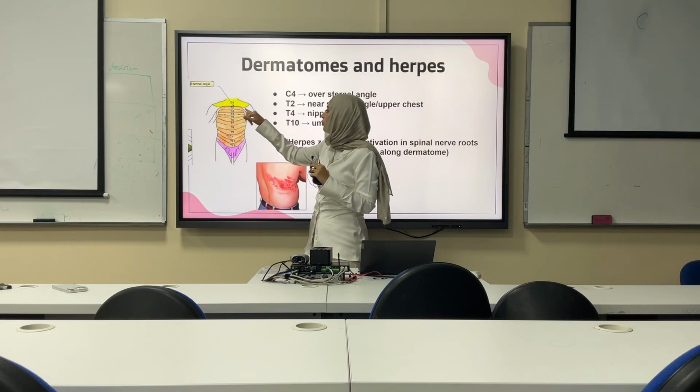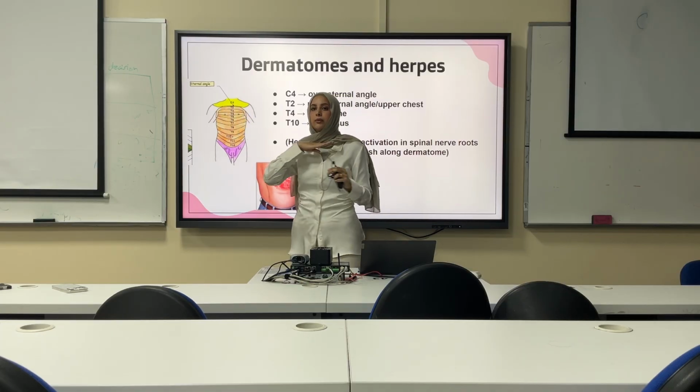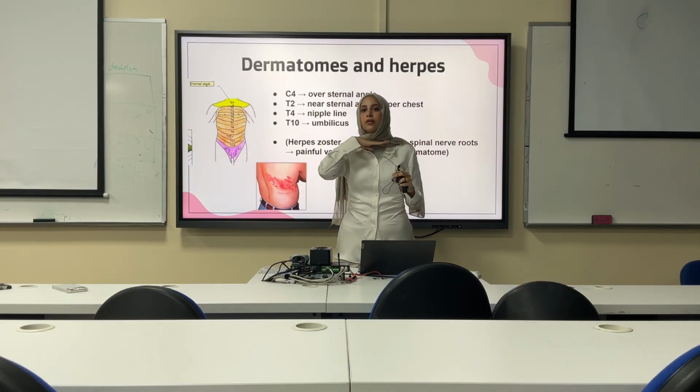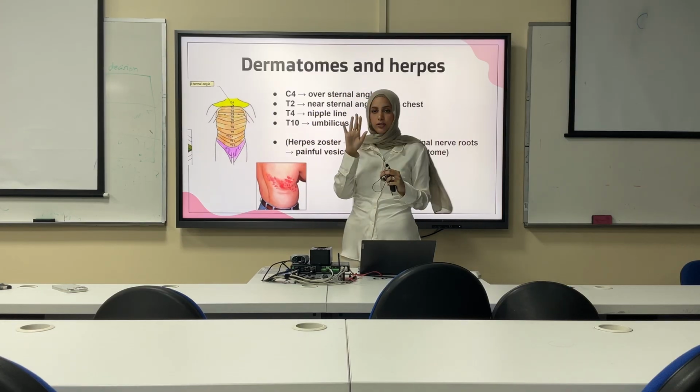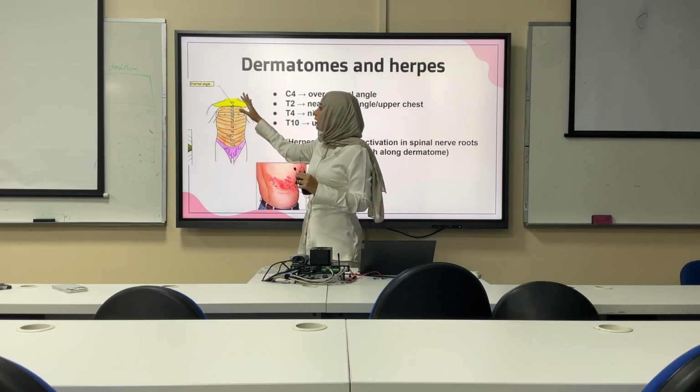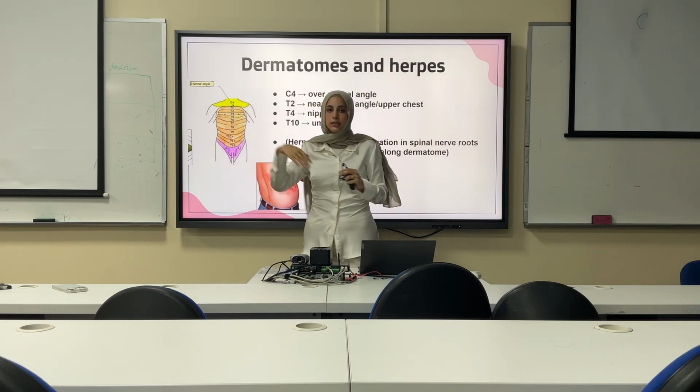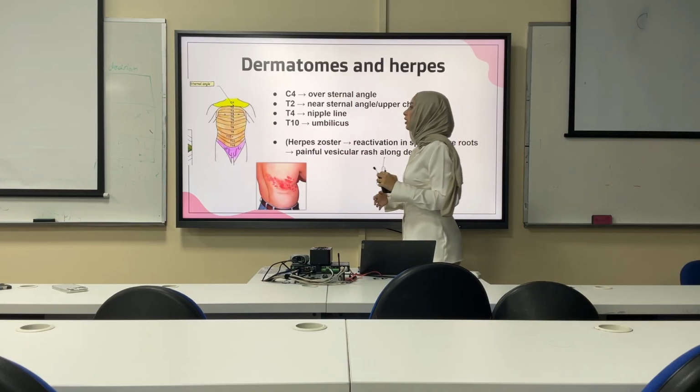Dermatomes and herpes, also again very simple. The main part you need to know is that here, from the angle above, this is from the jugular notch above. This is the sternal angle, I'm sorry. From the sternal angle above, this is C4. Below it is T2, and then you continue.